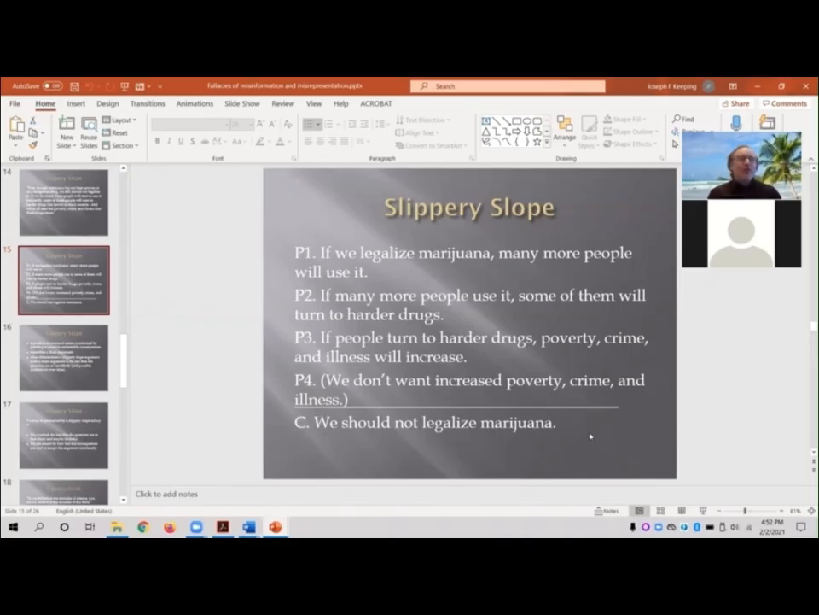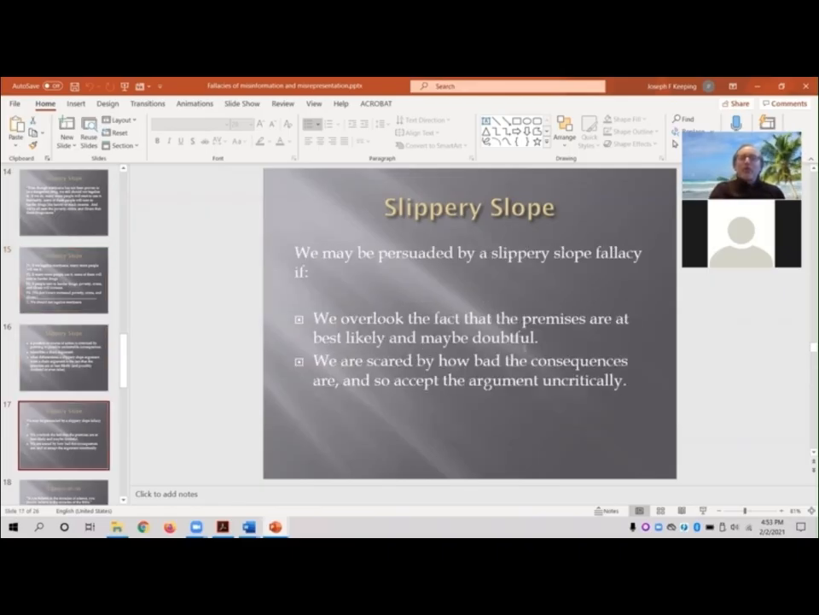No, there's no reason to think that that would ever happen, but people get scared, and sometimes when people get scared, they don't reason as well. They don't stop and look to see if there might be a problem with the thing that scared them. So good, yes, that's one of the problems with the slippery slope. The other problem is the premises are at best likely and maybe doubtful.